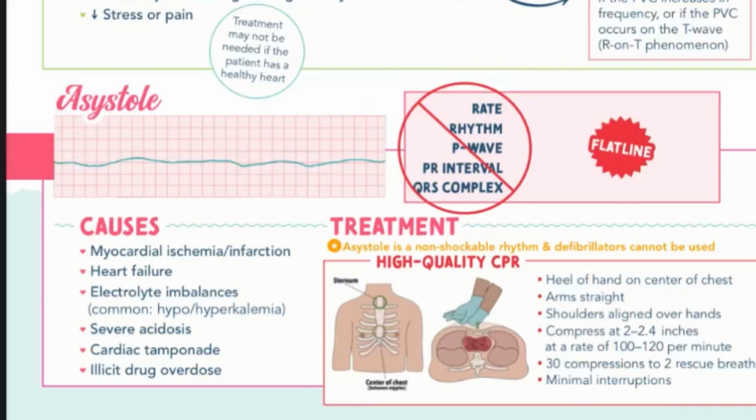Okay. So what are the indications of high quality CPR? Heel of the hand on the center of the chest, arms should be straight, shoulders aligned over the hands, and compression should be 2 to 2.4 inches in depth at the rate of 100 to 120 beats per minute, and 30 compressions followed by 2 rescue breaths.